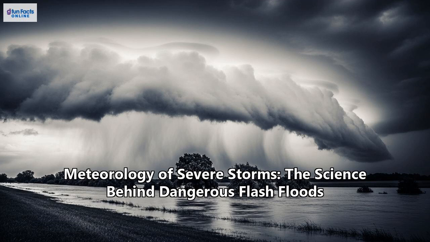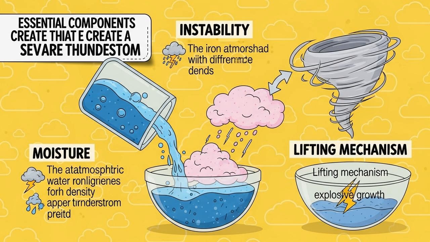Let's get started. To understand how a simple rain shower can escalate into a life-threatening flood, we first need to look at the anatomy of the storm itself. Think of it like baking a cake, but instead of flour and sugar, you're using atmospheric ingredients to cook up a potential disaster. You need three key things to come together in perfect, potent combination: moisture, instability, and a lifting mechanism. First, let's talk about moisture.